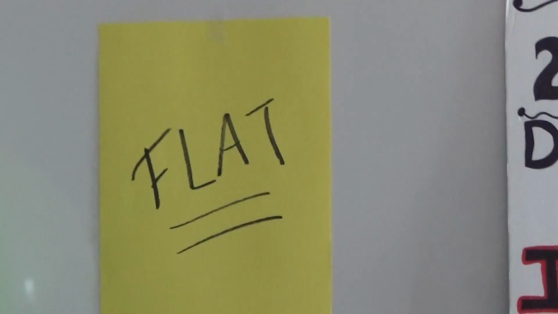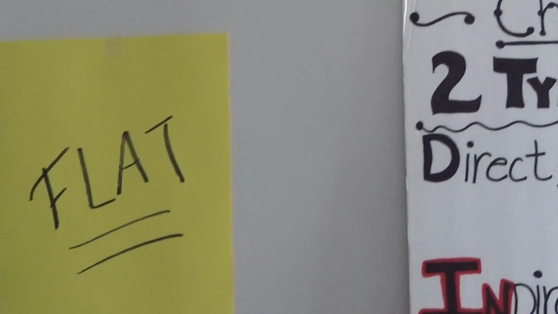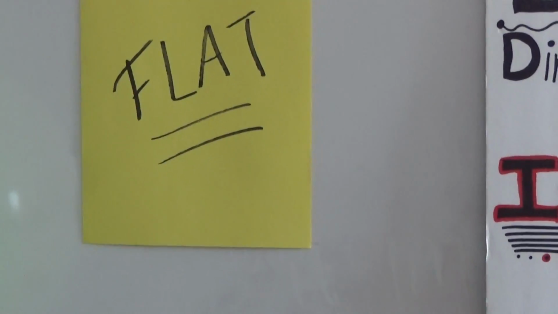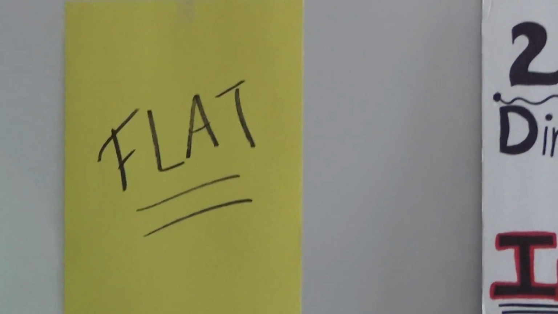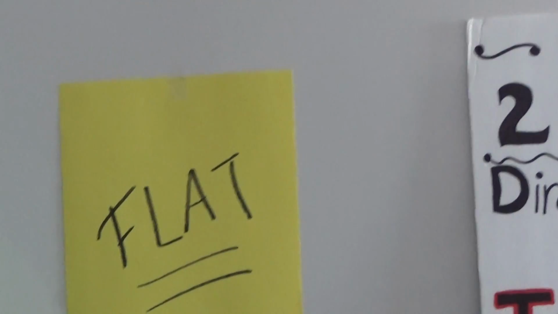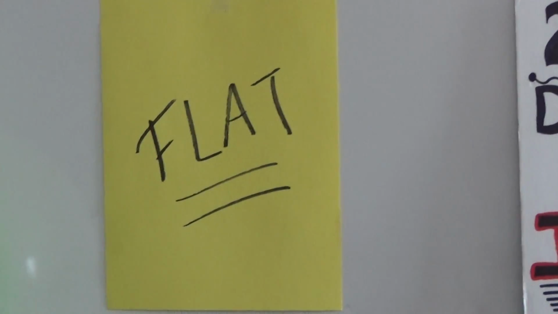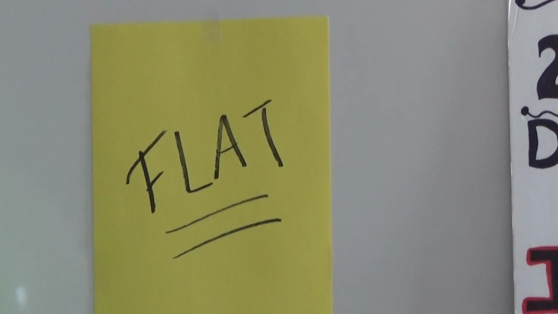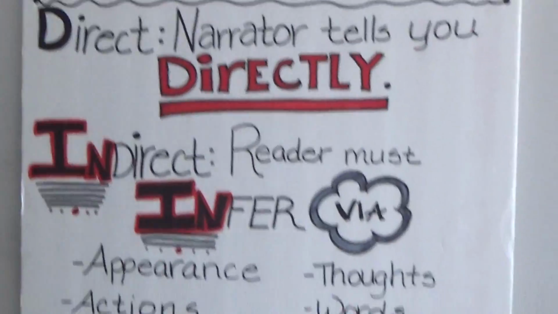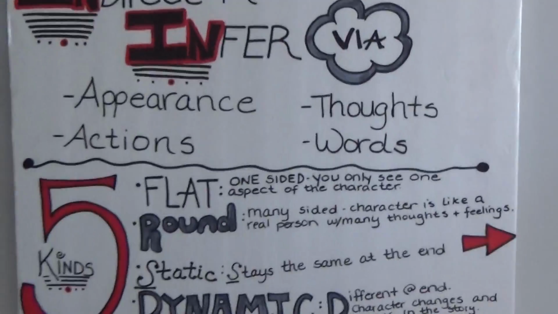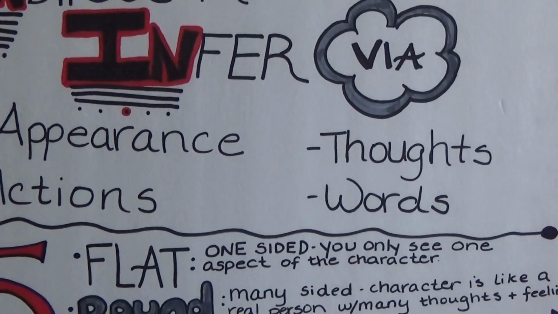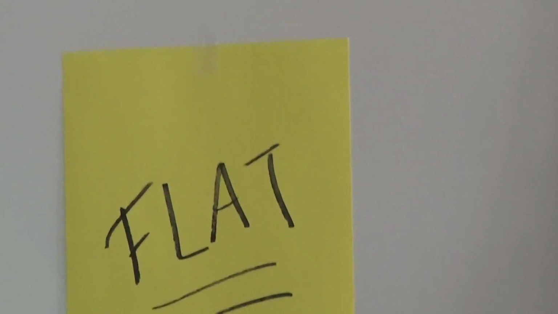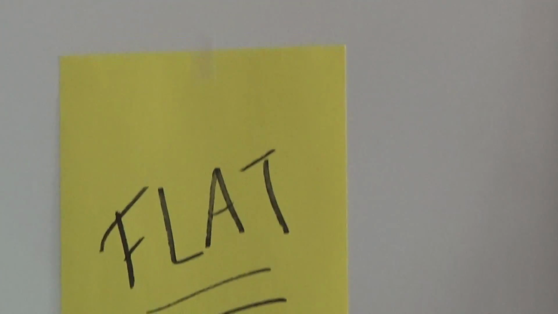Typically, villains are flat characters. Typically, sidekicks are flat characters because you don't need to know their motivation. You don't need to know their feelings. You only need what they bring to the main character. So, flat characters are one-sided. You only see one aspect, just like you only see one side of this flat piece of paper.